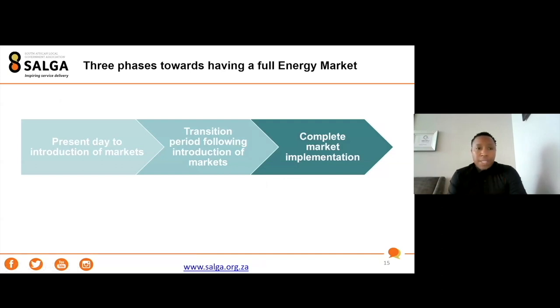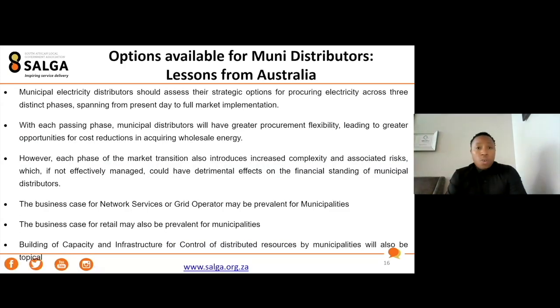These are the present day to introduction of markets, the transition period following introduction of the market, and also the complete market implementation. So some of the lessons that we take from Australia's study tour as well is that municipalities need to and should assess their strategic options to procure in these distinct phases towards having the market.